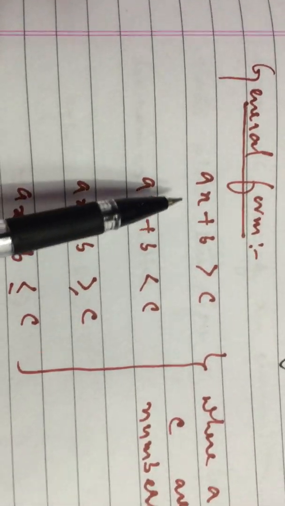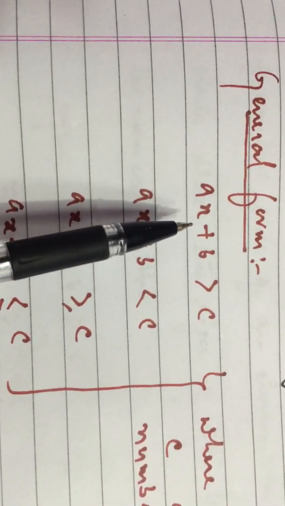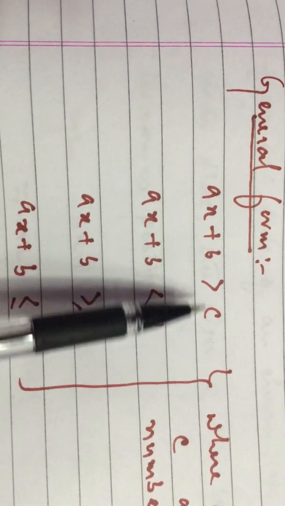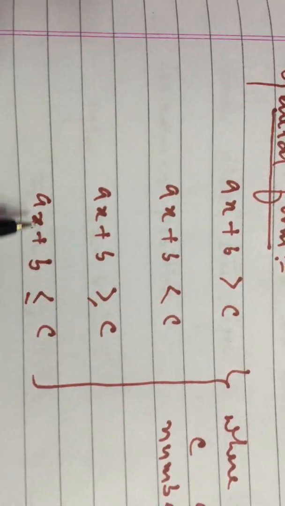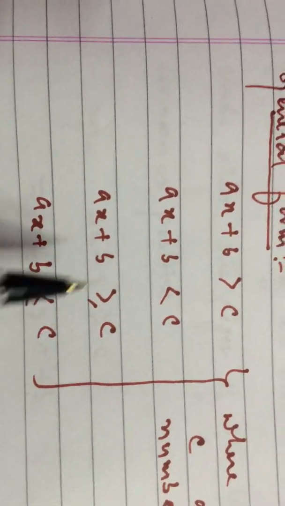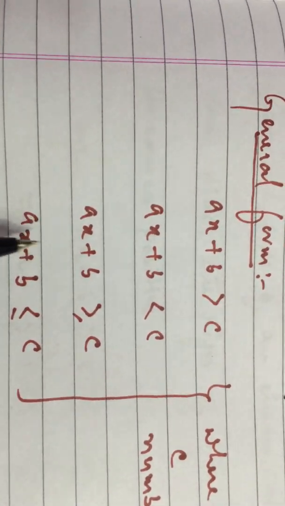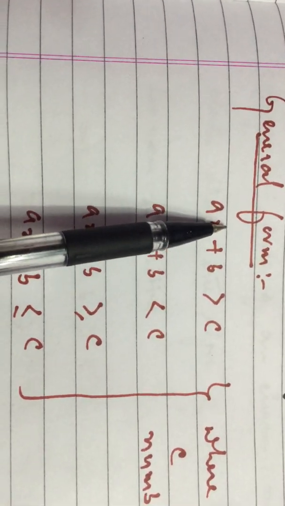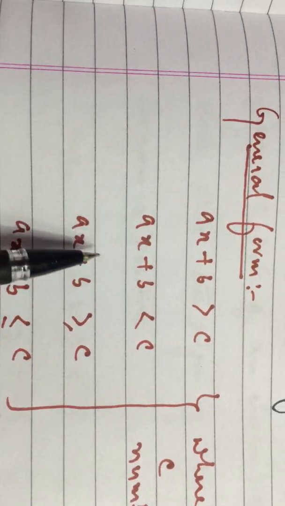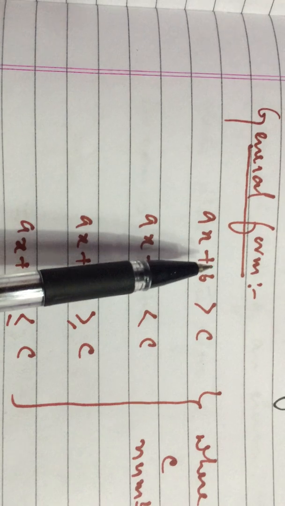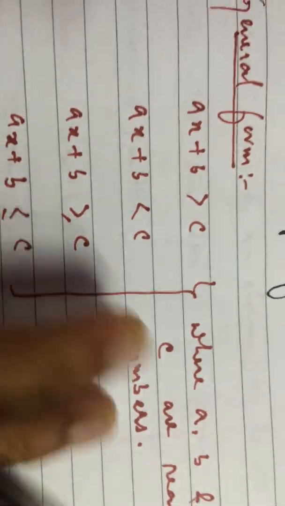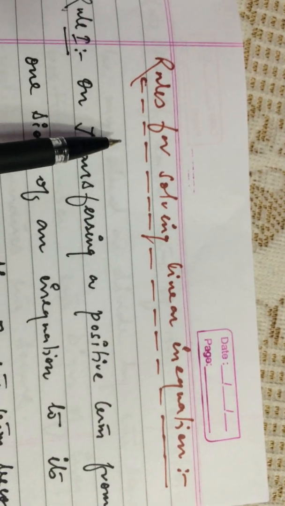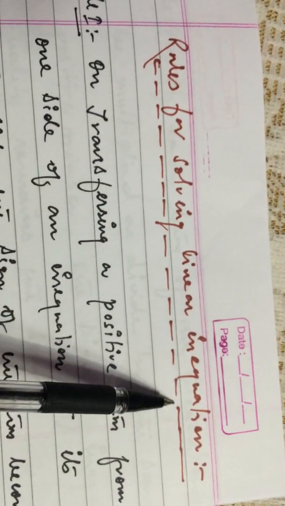Now see the generalized form of linear inequation in one variable: ax plus b is greater than c, ax plus b less than c, ax plus b greater than or equal to c, ax plus b less than or equal to c. Here x is a variable of degree 1, which defines it as linear, and a, b and c are real numbers. Now see some rules we have to follow for solving linear inequations.